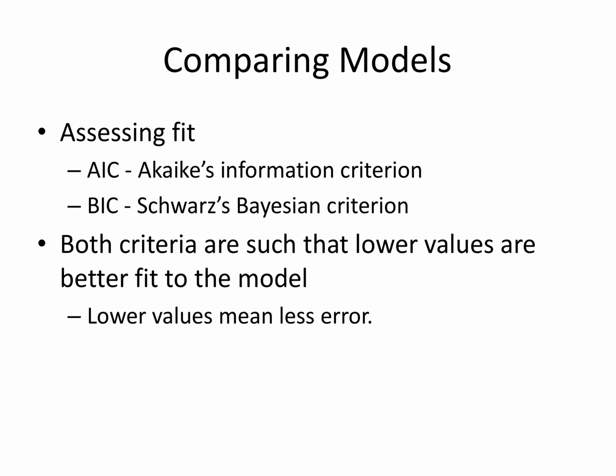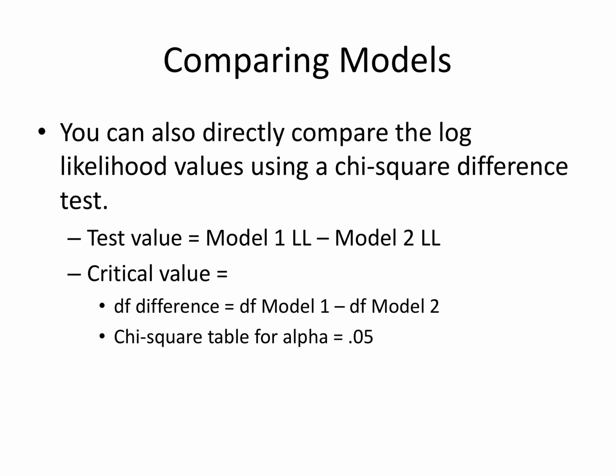We can use a couple of different things. We can use AIC, which is Akaike's information criterion, or BIC, which is a Bayesian criterion. In both of those, lower values are better fits. So lower values mean less error. They might be negative, but lower values are better fits. But the more traditional thing to do is to compare log likelihoods. Log likelihoods are a type of chi-square, and so we can use a chi-square difference test. The way this works, now it'll do this for you automatically, but it helps to know how it works in case something breaks.